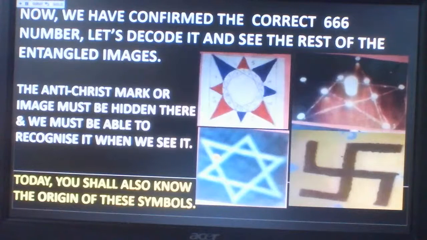Right. Now we have confirmed the correct 666 number. Let's decode it and see the rest of the entangled images. The Antichrist mark image must be hidden there, and we must be able to recognize it when we see it. Today, you shall also know the origin of these secret symbols.